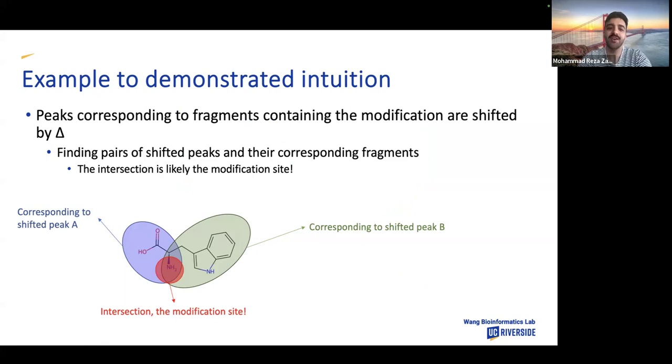But anyway, the idea is that we are going to find the peaks that have shifted the same amount as the difference in the precursor masses, and using that, we try to find the modification site. Here, for example, the blue highlighted part corresponds to a substructure that we know has shifted with the same mass as the modification, and green is also another example of such a substructure. Then the intersection of these two, we theorize, should be the modification site.